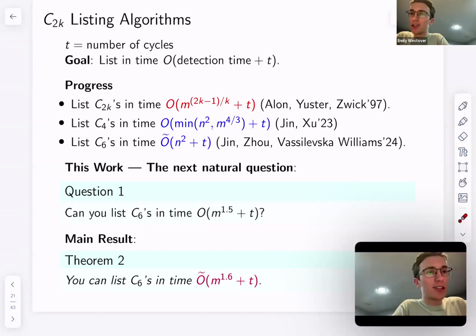I think in the rest of the talk, I'll tell you a bit more about how we think about 6 cycles, and what were some of the important ideas both to get this result and ideas that I think could help getting better results, and maybe even resolving the entire question of how fast you can list C2Ks. So that's what I'll tell you about in the rest of the talk.